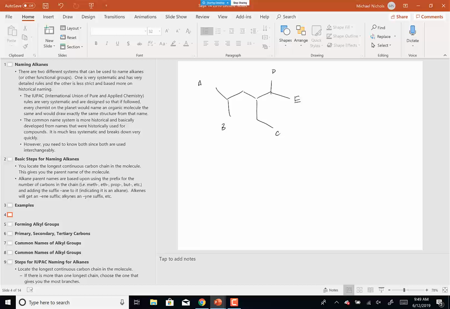Started A. So from A, you want to go A to E? So if we go A to E, that's 1, 2, 3, 4, 5, 6. Okay, so we could go from A to E, and that would be 6 carbons.